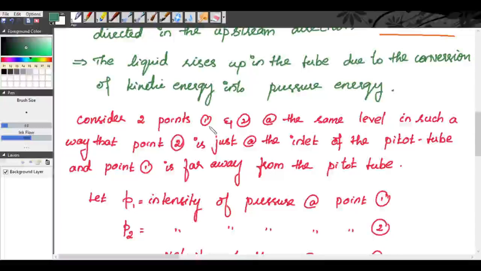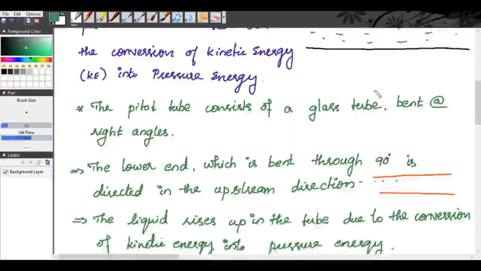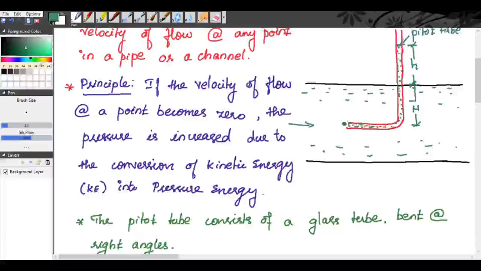We are considering 2 points, 1 and 2, at the same level, in such a way that point 2 is just at the inlet of the Pitot tube and point 1 is far away from the Pitot tube. So the point closer to the inlet of the Pitot tube, we will consider as point 2, and at the same level, far away from the inlet of the Pitot tube, we will consider point 1. Both should be at the same level.